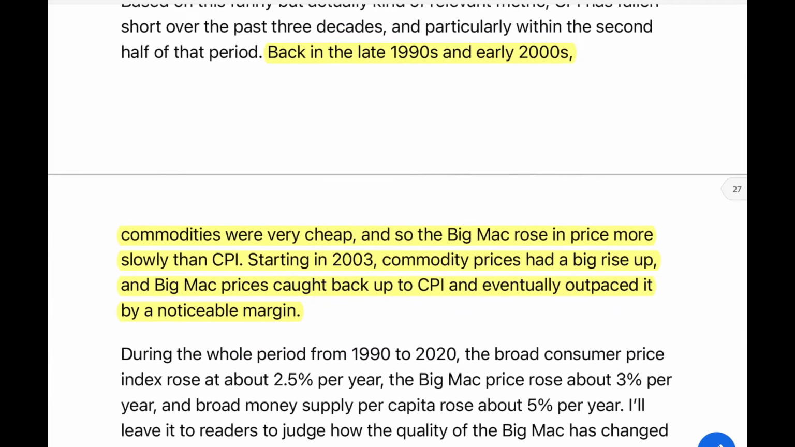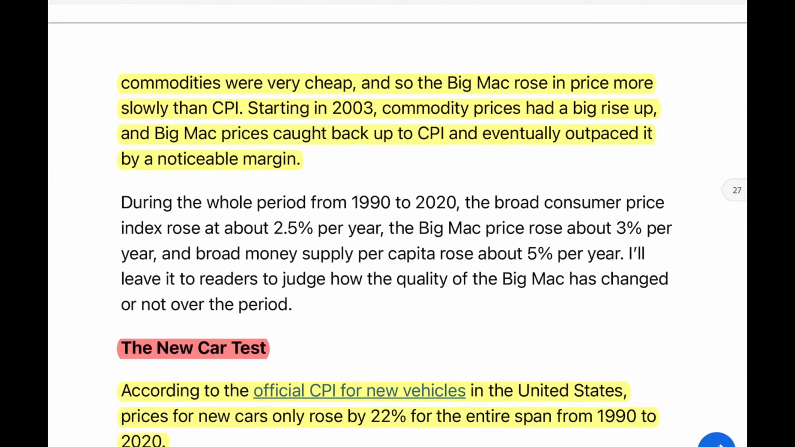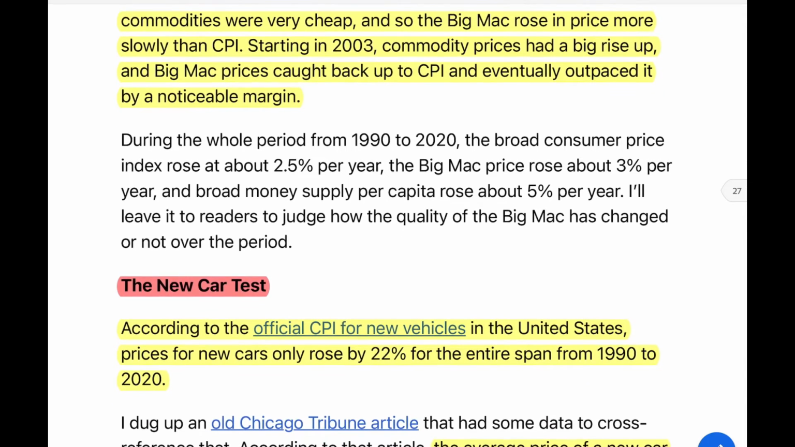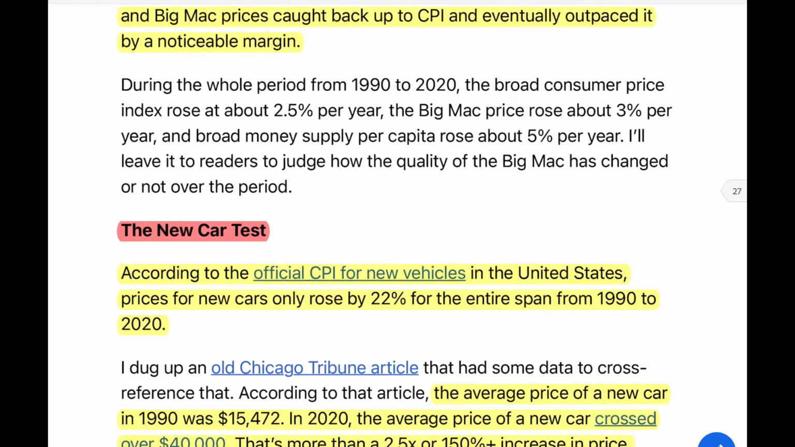Back in the late 1990s and early 2000s, commodities were very cheap, so the Big Mac rose in price more slowly than the CPI. Starting in 2003, commodity prices had a big rise, and Big Mac prices caught back up to CPI, eventually outpacing it by a noticeable margin.